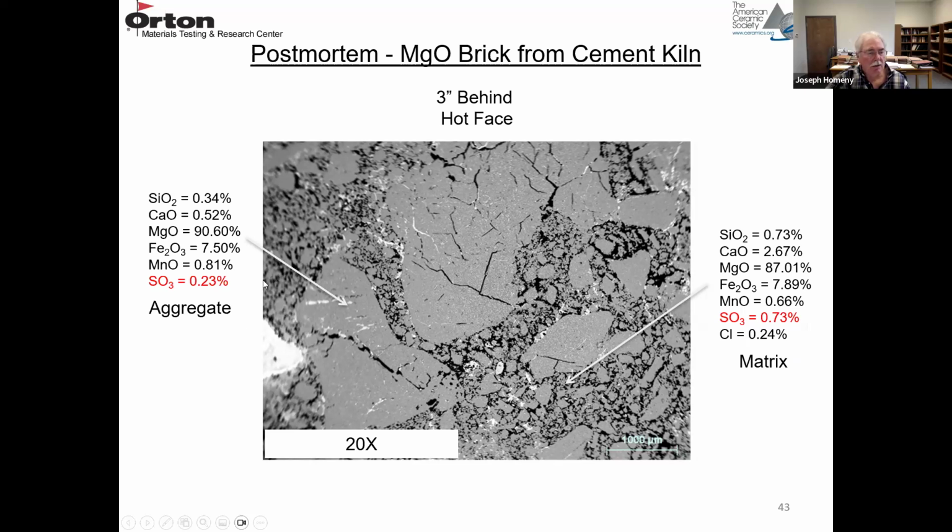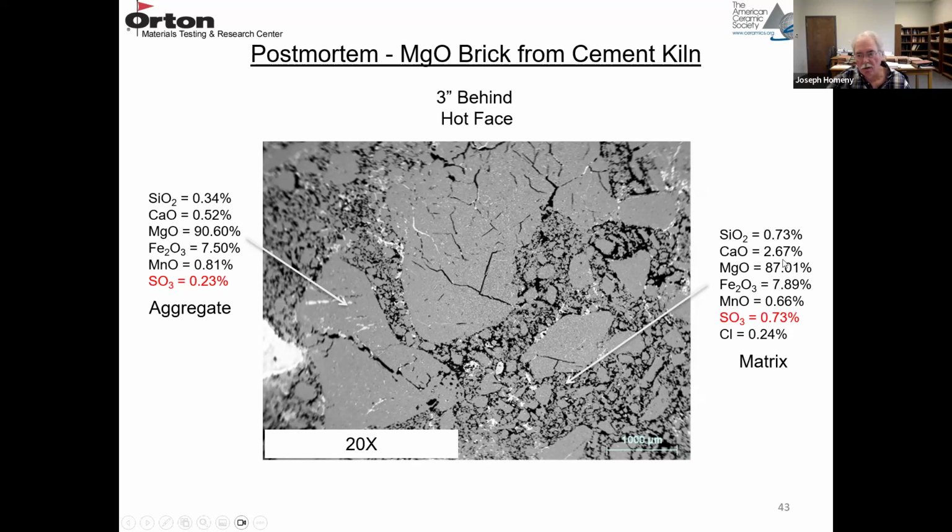So if you look at the aggregate and matrix chemistries, here's an aggregate of MgO. It's about 90% MgO and almost 8% Fe2O3. It also has picked up a little bit of sulfur in the form of SO3, about 1/4%. And then the fines in the matrix. The matrix is pretty much the same, almost the same here. This is 90%, this is 87%, 7 or 8% Fe2O3.